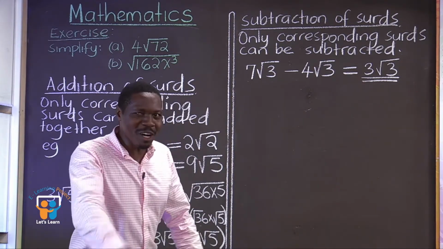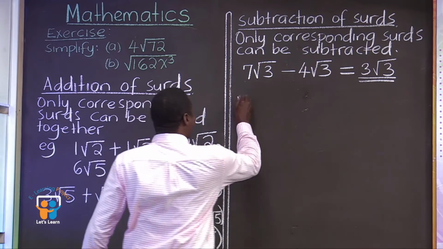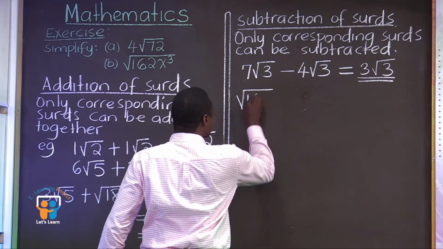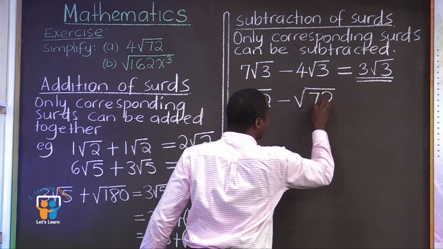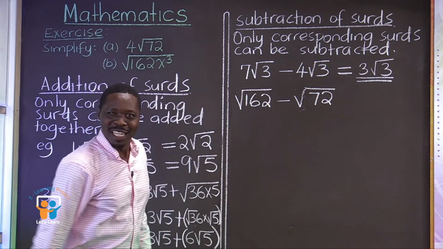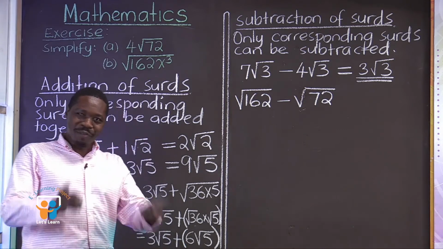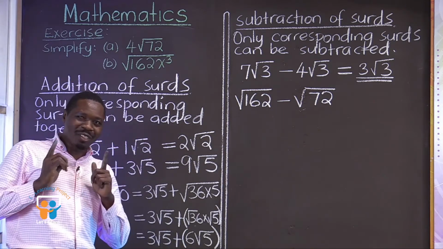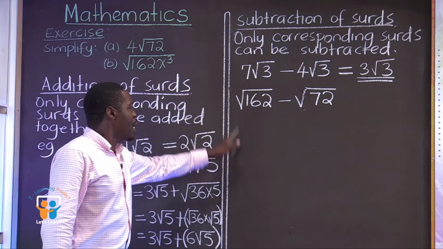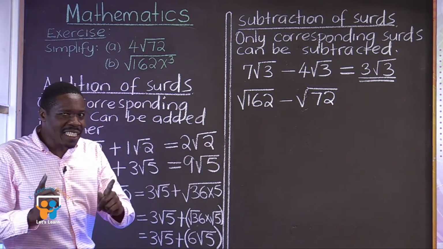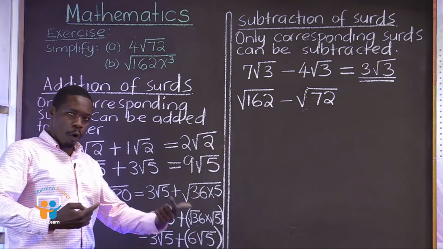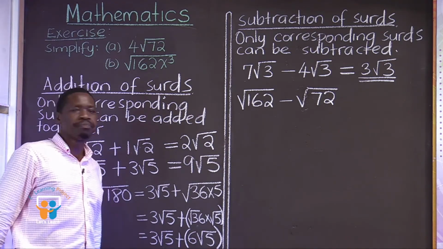Now I want you at your free time to do for me this one. Root 162 minus root 72. I have you. You have been watching, pretending to be writing with very beautiful calculators. I want you to subtract for me root 162 minus root 72. And then you forward the answer on that WhatsApp number. We compare notes and see whether you're correct.